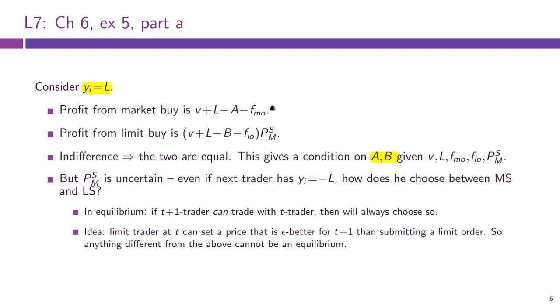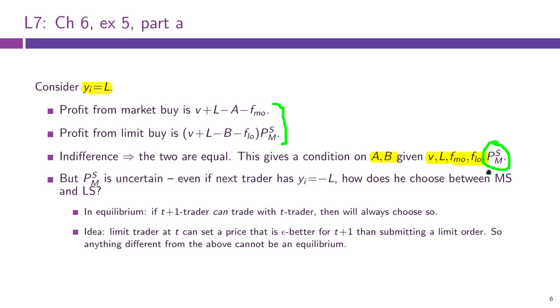So this condition, this equals this, will give us a condition on A and B, given some fixed values of V and L, which are parameters of the model, so they are fixed. Given FMO and FLO, which are parameters as well, and also given PSM.